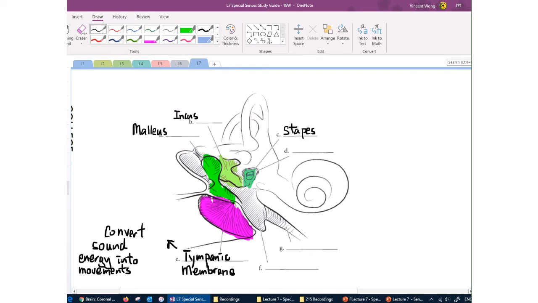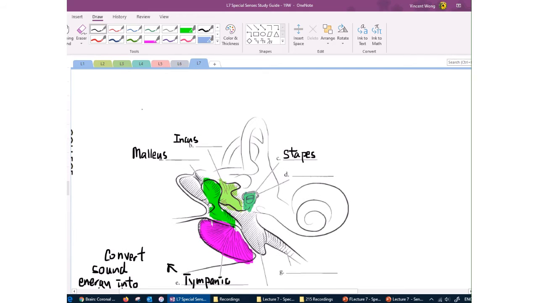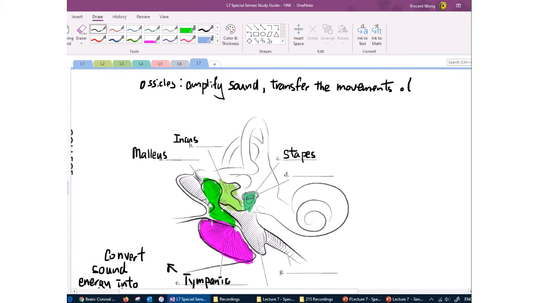So the function of the ossicles is to amplify sound. Okay, so ossicles amplify sound, and they also transfer the movements of the tympanic membrane to the inner ear, specifically to this membrane, which is called the oval window. Okay, we're going to get to that in a bit.